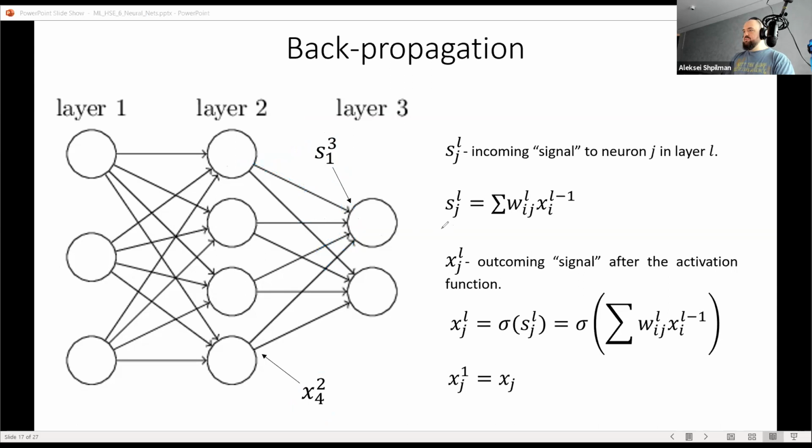So S is just the sum, and X is a sigmoid of S. So the input is going through a non-linear function, in this case a sigmoid. It could be a threshold or something else. So this is just a sigmoid of that sum. And x1j is just x, which is our features.